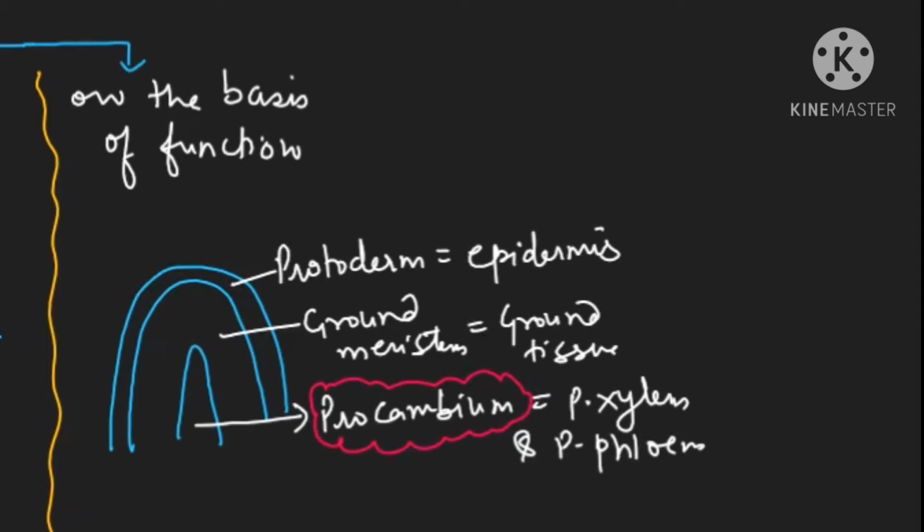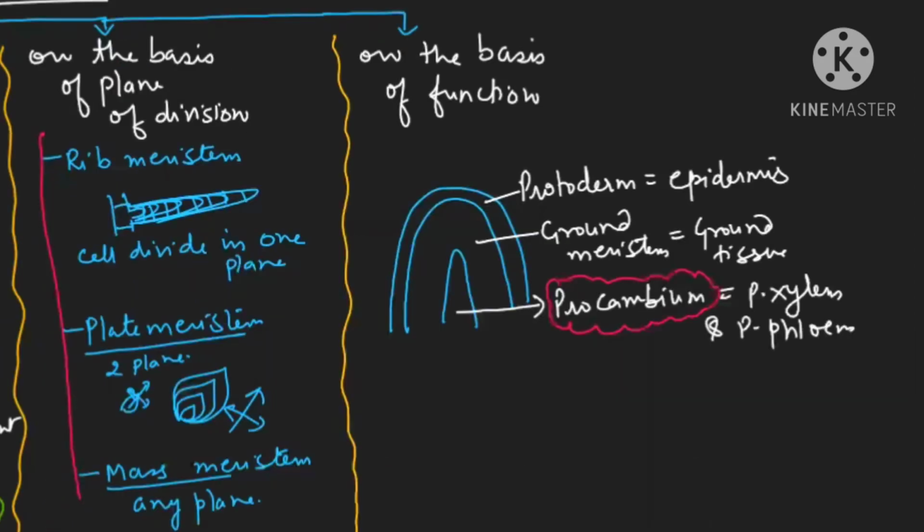I hope you are able to understand what I'm focusing on. Please understand the difference between procambium and vascular cambium. Procambium will give rise to primary vascular bundle, okay? And vascular cambium will give rise to secondary vascular bundle. Is it clear, beta? Any doubt, then ask. I hope this topic is clear to you.